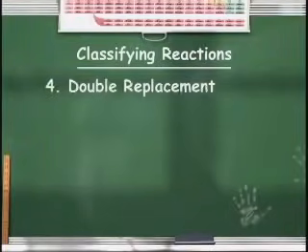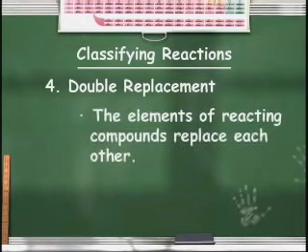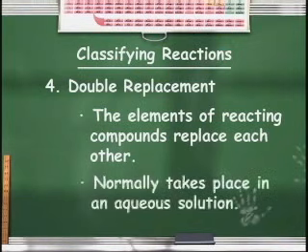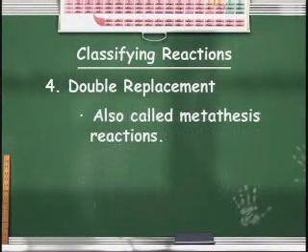In a double replacement reaction, the elements in an aqueous solution of reacting compounds replace each other. In other words, the positive ions and negative ions exchange partners. These reactions are also called metathesis reactions, which is Greek for to transpose.